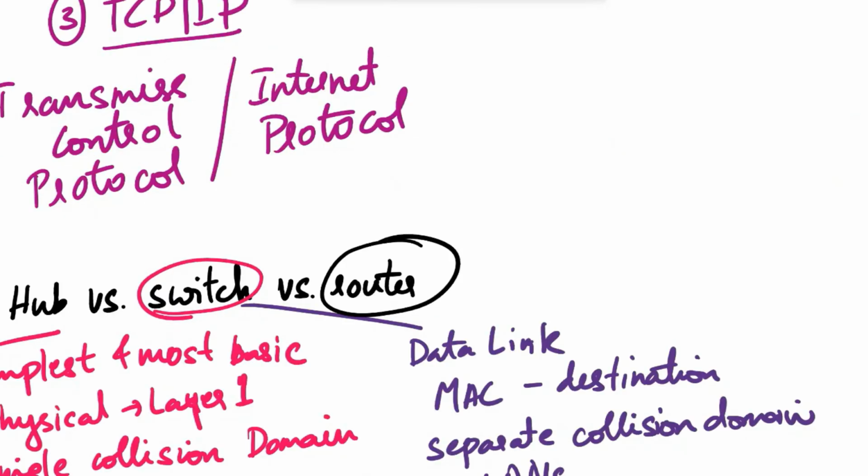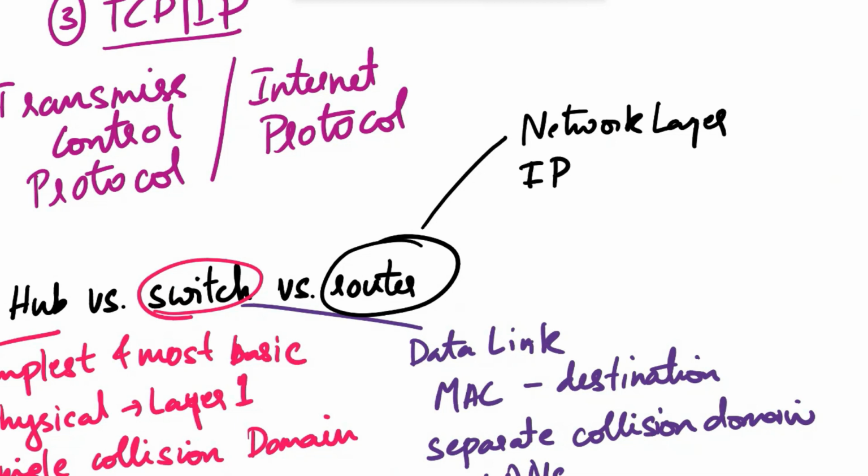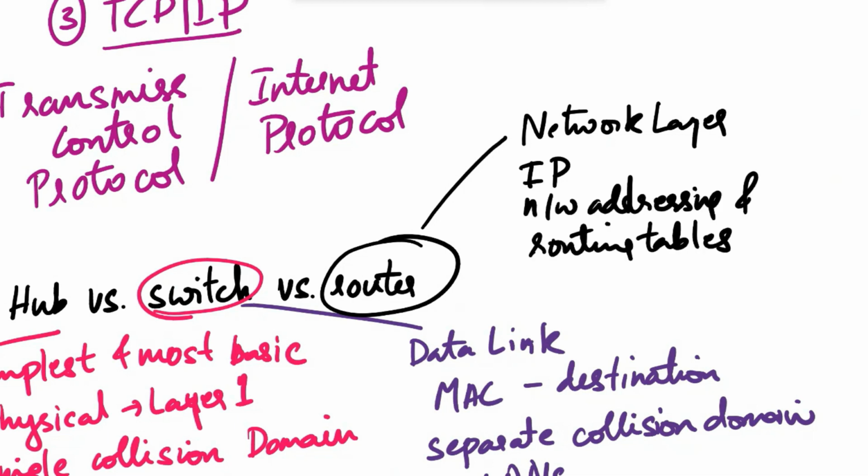Next is routers. A router is a networking device that operates at the network layer, that is layer 3 of the OSI model. Routers are responsible for routing data between different networks or subnets. They use logical addressing, IP addresses, to determine the appropriate path for data packets to reach their destination. Routers make decisions based on network addressing and routing tables. They can connect multiple networks and can make intelligent routing decisions.